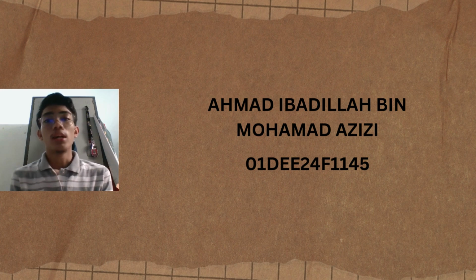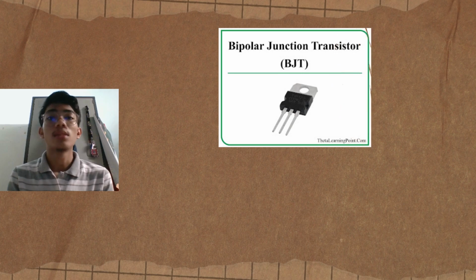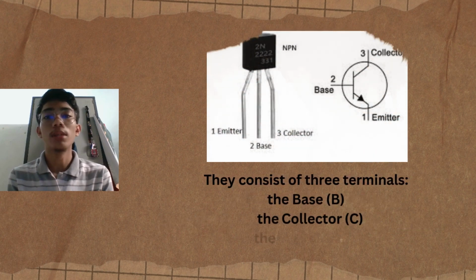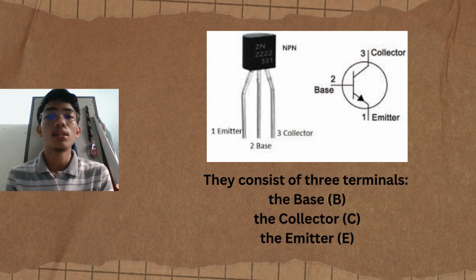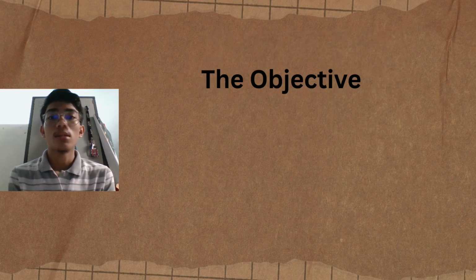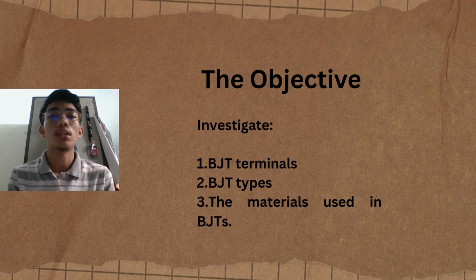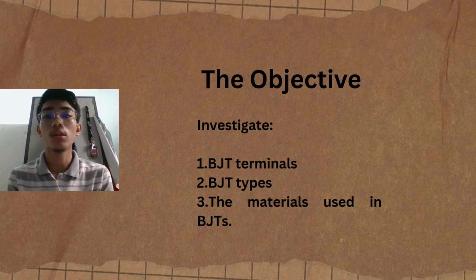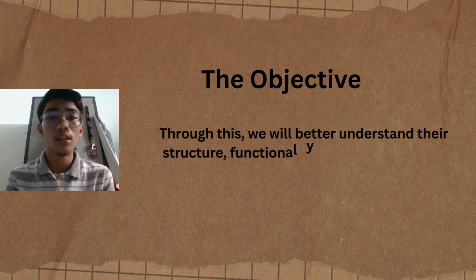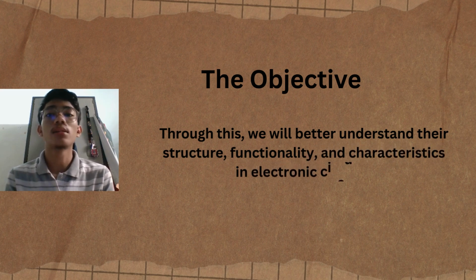01DE24F1145. Today, I will be talking about bipolar junction transistors, commonly known as BJTs. BJTs are semiconductor devices widely used in electronic circuits for amplification and switching purposes. They consist of three terminals: the base, B, the collector, C, and the emitter, E. The objective of this experiment is to investigate BJT terminals, BJT types, and the materials used in BJTs. Through this, we will better understand their structure, functionality, and characteristics in electronic circuits.